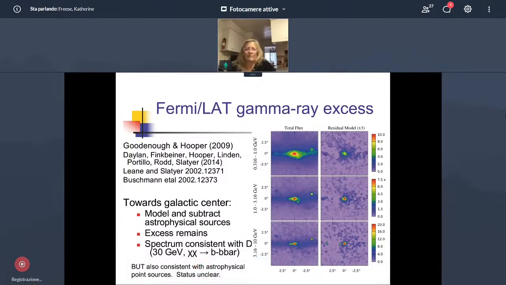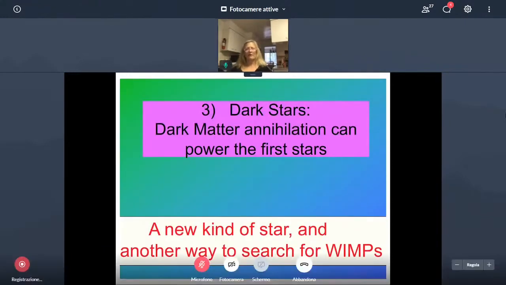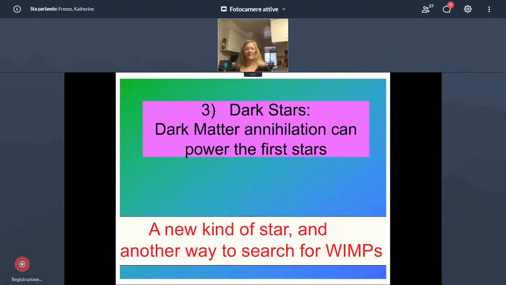Next slide, please. To sum up, there are many ways to go after this problem. Right now, there's the gamma annual modulation signal still there and unexplained. For indirect detection, the Fermi gamma ray excess near the galactic center is still unexplained. Next slide, please. That leads me to another approach to look for dark matter, and more interestingly, a new kind of star. Here the idea is, well, let's go to the next slide, please.